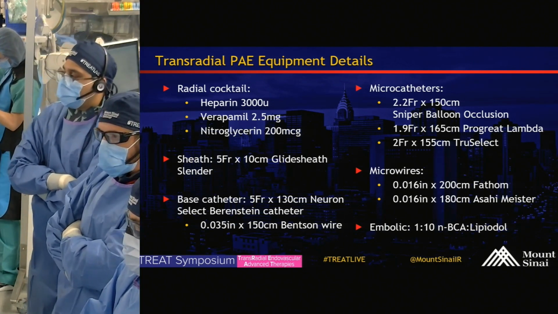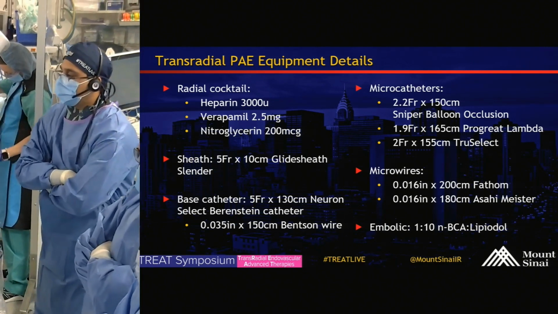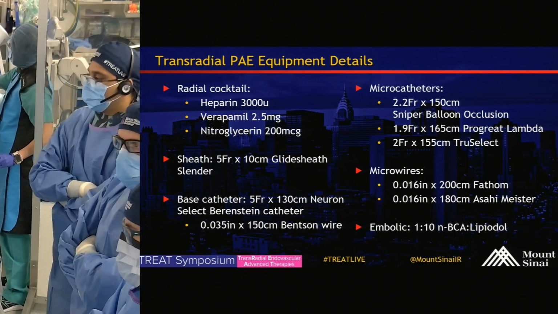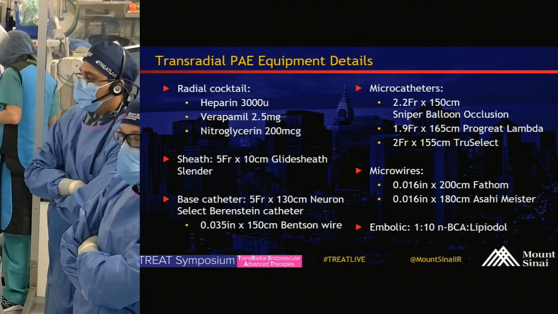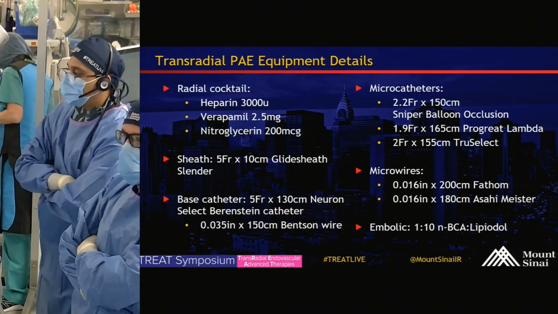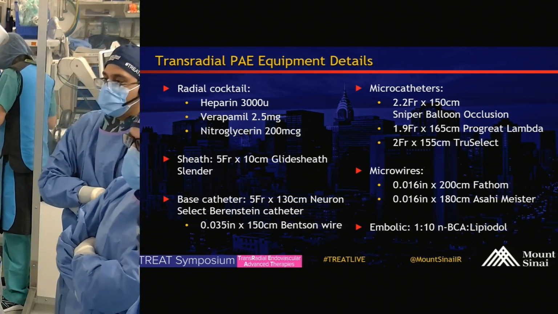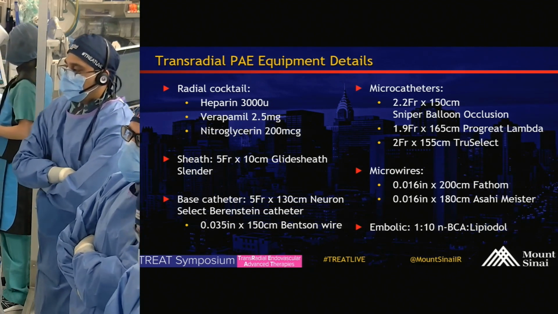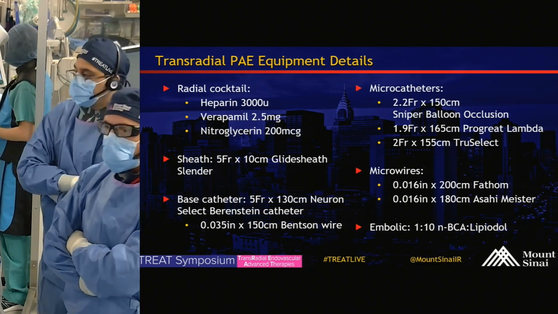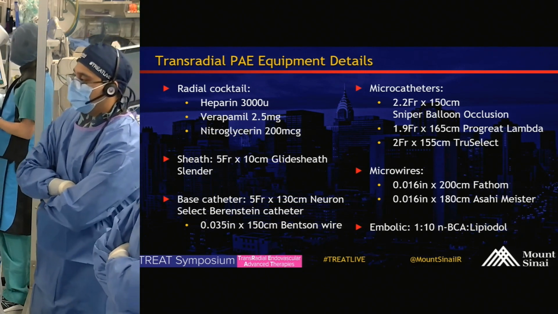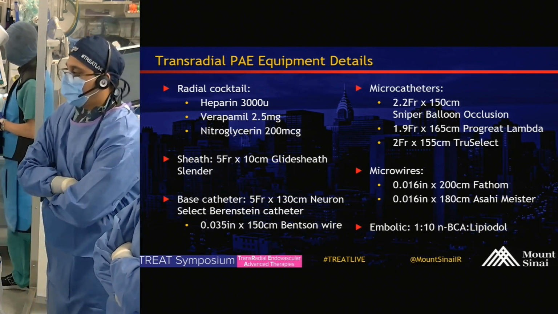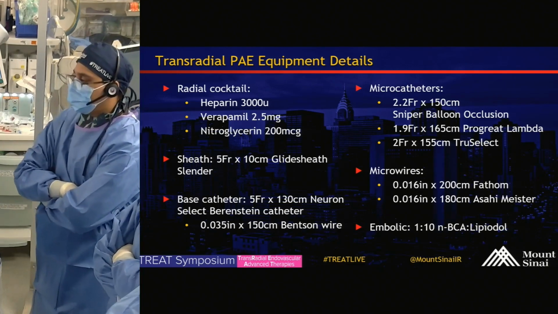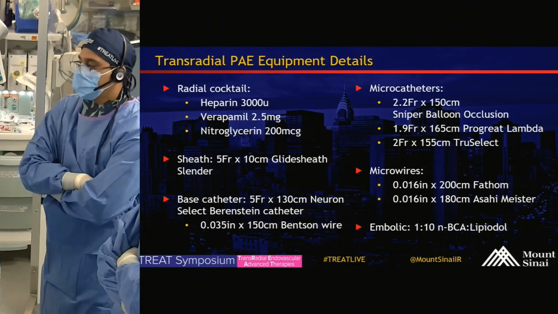In regards to the microcatheters, there's several options out there. We typically use a 2.2 French Sniper balloon occlusion microcatheter, but we've used ProGreat Lambda or the 2 French True Select. And then in regards to microwires, typically we start off with the 016 Fathom wire. If we do encounter some complex anatomy, then we'll bring out the 016 Aquatrack wire. Our embolic of choice is going to be a 1 to 10 n-BCA to Lipiodol mixture.